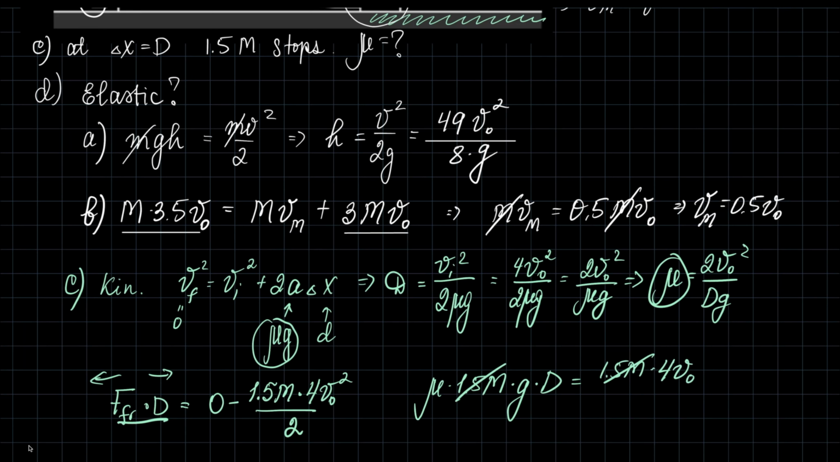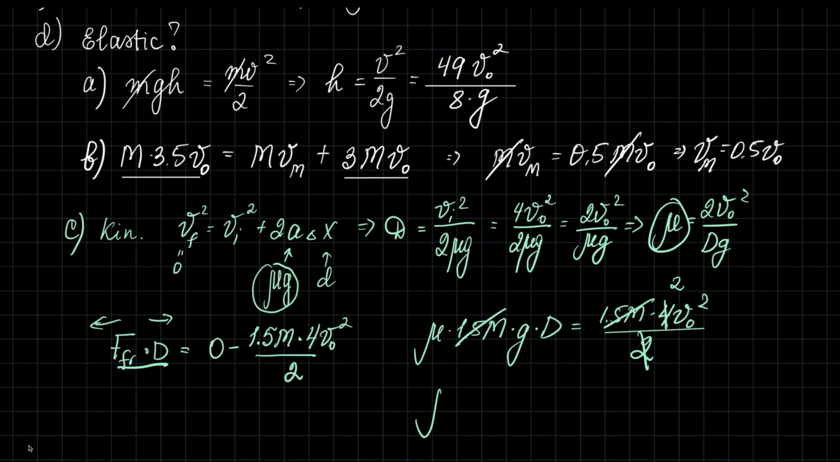4 v0 squared, and all that is divided by 2. This cancels, becomes a 2. And we end up with mu being equal to 2 v0 squared over dg.